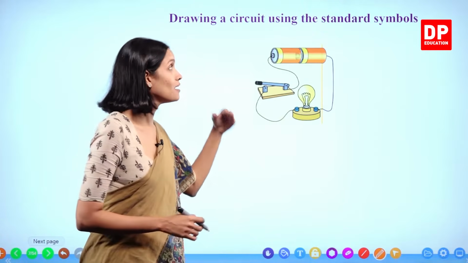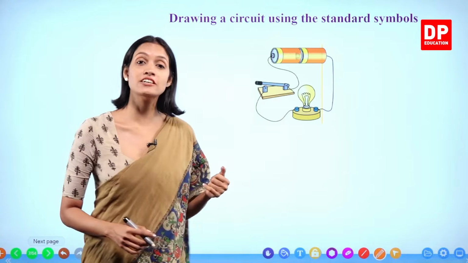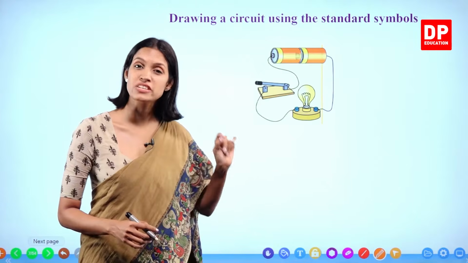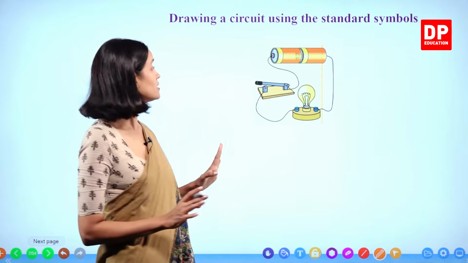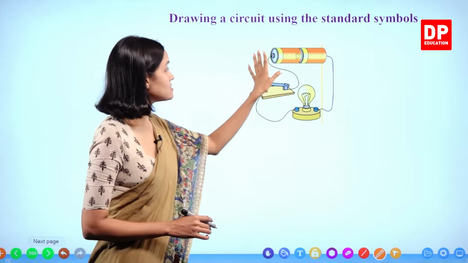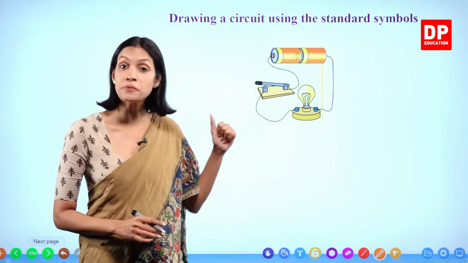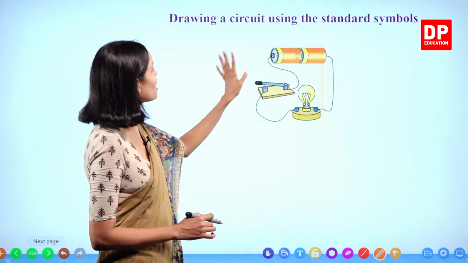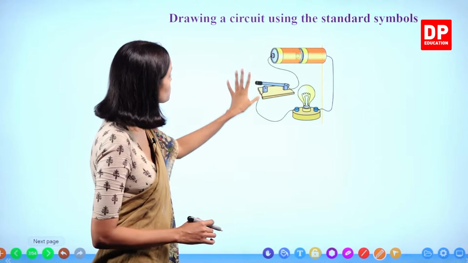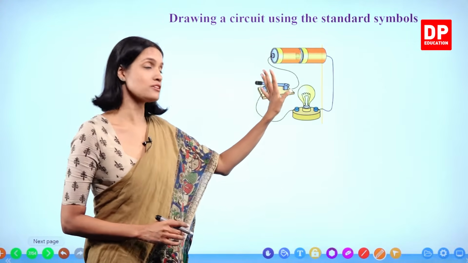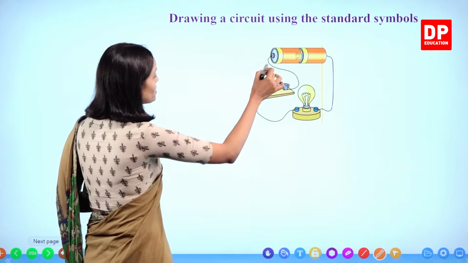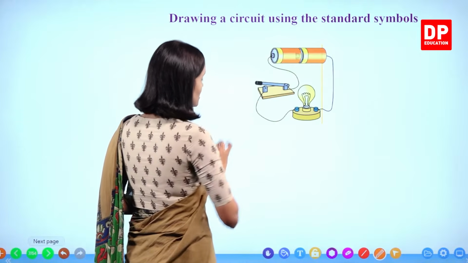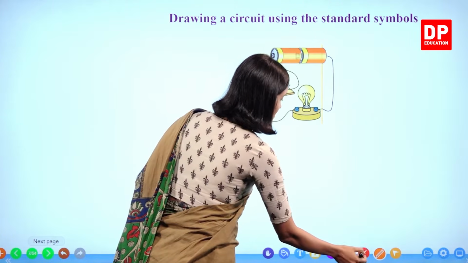Now let's practice how to draw different circuits using the standard symbols or circuit symbols that we learned just now, right? So look at this circuit. This is the same circuit that we used in the previous activity, right? So how to draw this circuit using the standard symbols, children? Let's do that now. So here we have two dry cells. You can see two dry cells. Let's draw now.